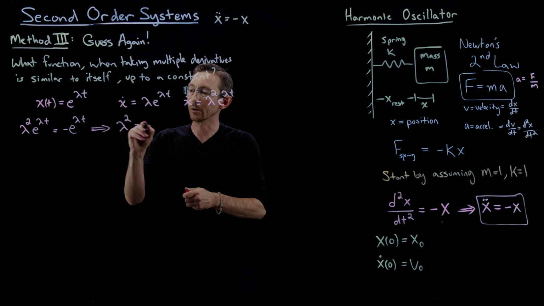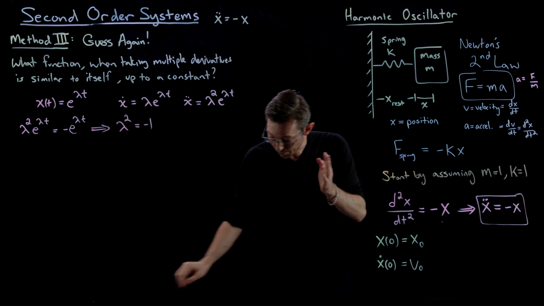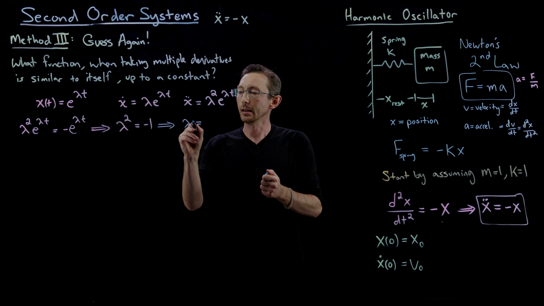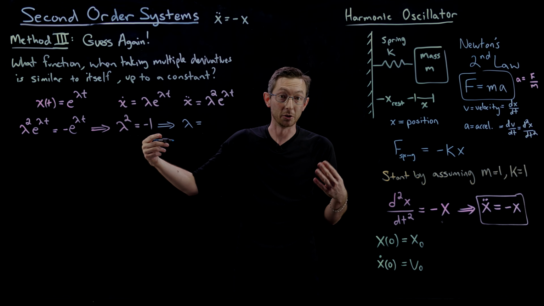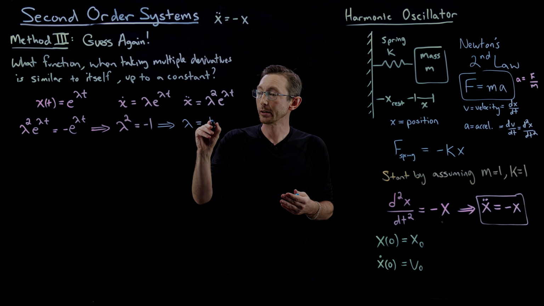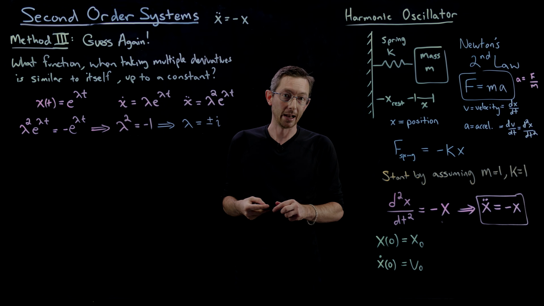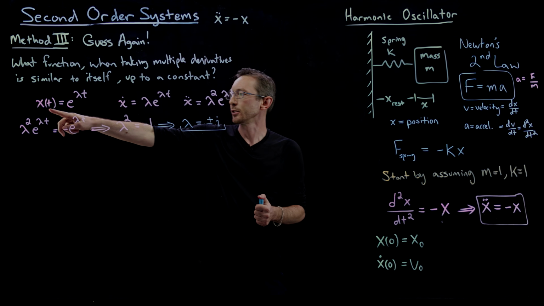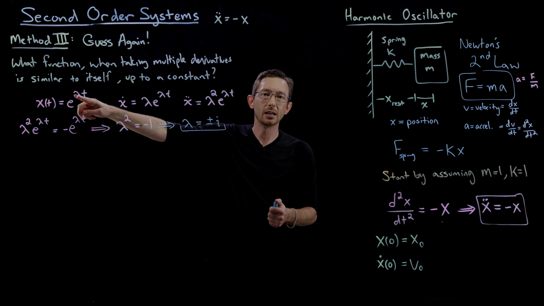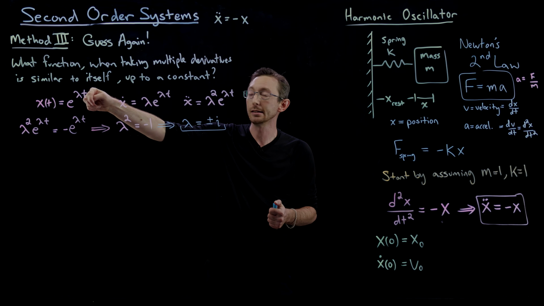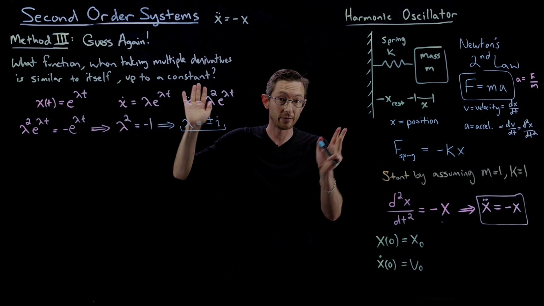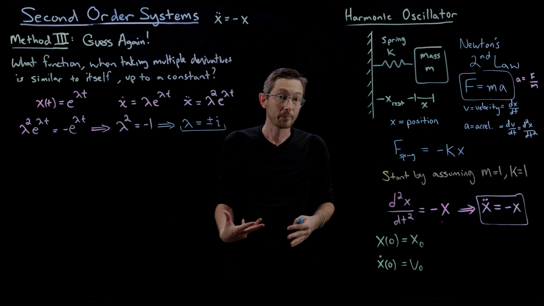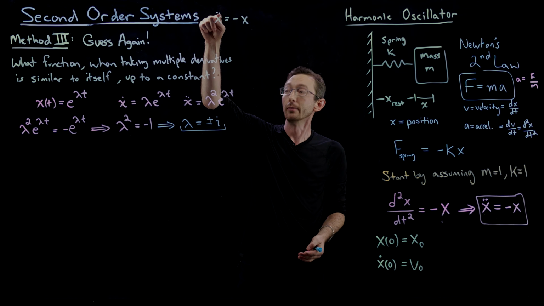So lambda squared equals minus 1, which means that lambda equals the square root of minus 1, which is plus or minus i. So lambda could equal plus i or minus i. And this is really interesting. Now what we have is that our solution x of t is going to be written in terms of e to the plus it and e to the minus it. Very, very interesting.